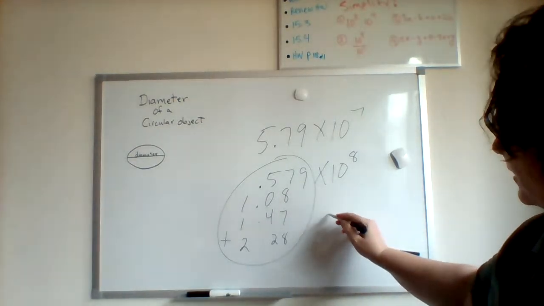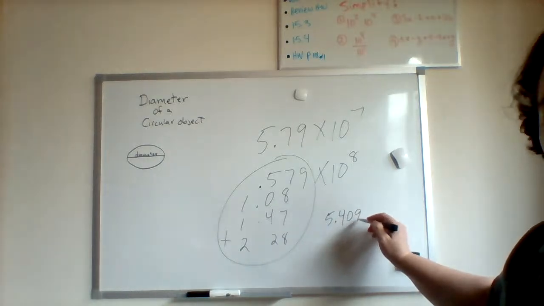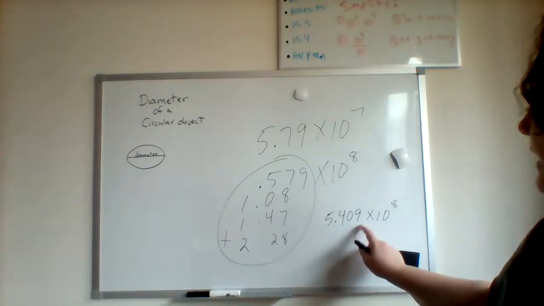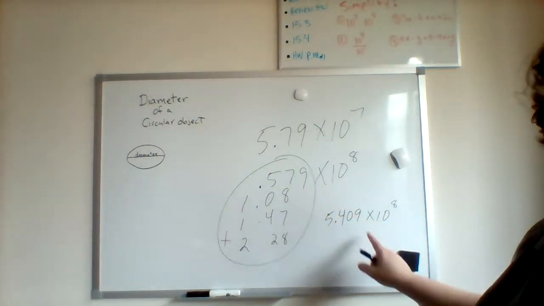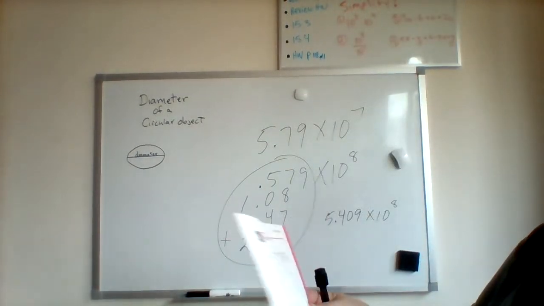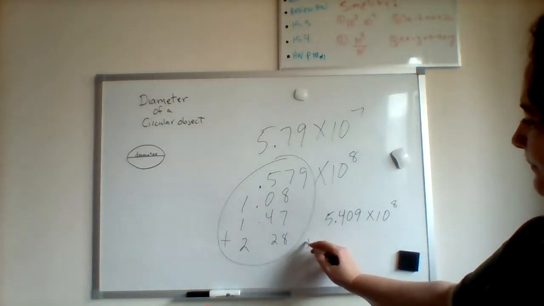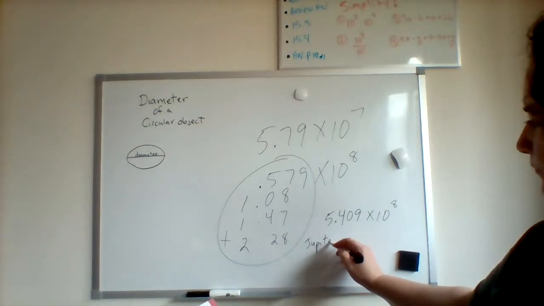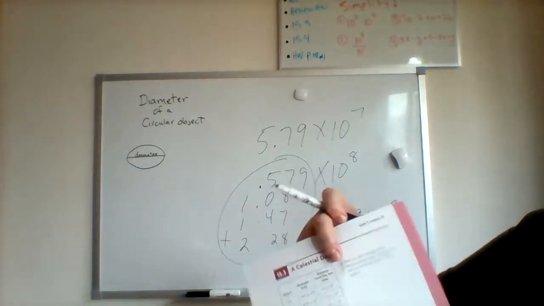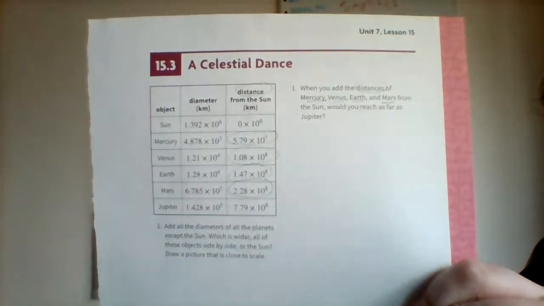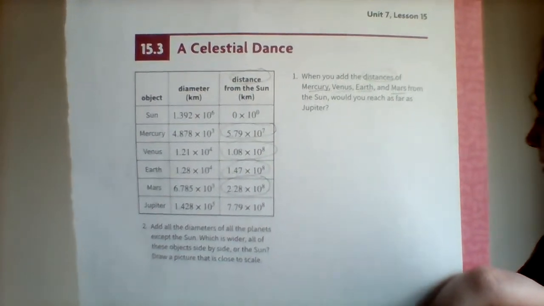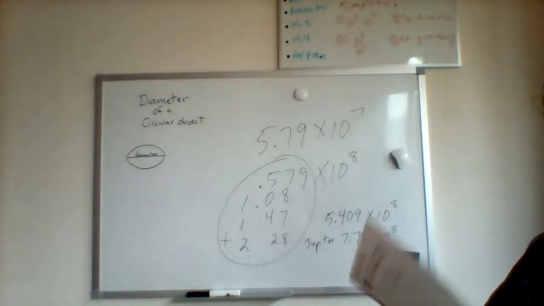Hopefully you guys got 5.409. And remember, it's times 10 to the 8th. Now, if this is all of them added up, let's compare it to Jupiter like it said. What's Jupiter? Jupiter is 7.79 times 10 to the 8th. Okay, and just look at your chart if you are not sure. Jupiter, its distance is 7.79 times 10 to the 8th power.